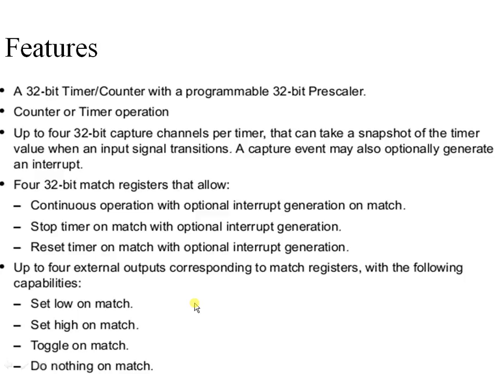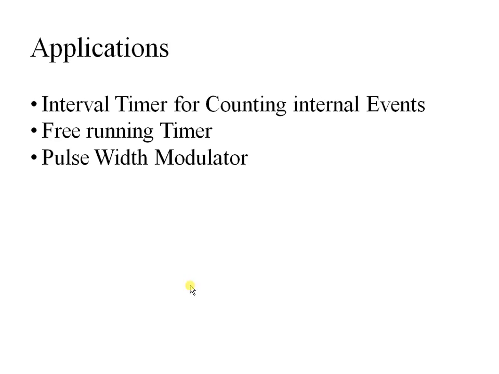But for now, we'll talk about the basic timer and counter operation. We'll start with the applications of these timers. These timers are used for counting events. As I told you, they can be used as counters, and they can also be used as a free-running timer for delay generation. They can also be used for pulse width modulation, so we can generate PWM waveforms with the help of these timers. Let us see each of these features.